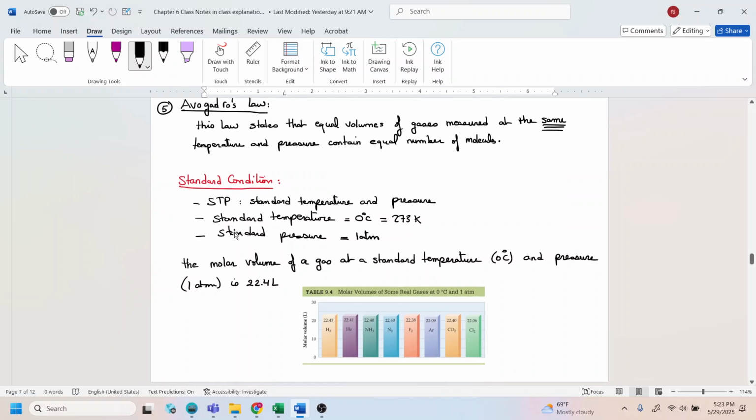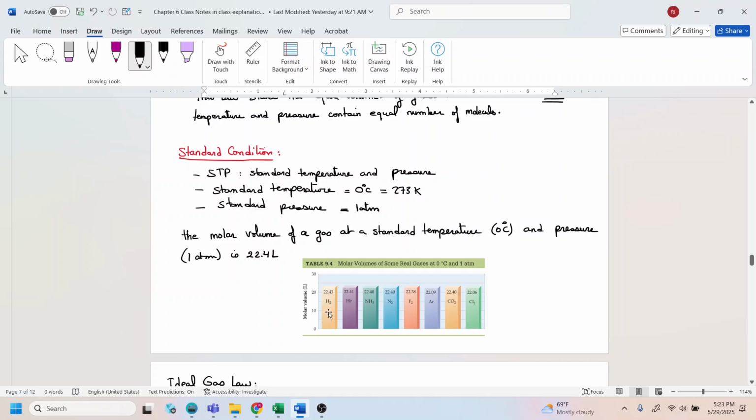So at STP, the volume of 1 mole of gas, that's why we call it the molar volume. The molar volume is the volume of 1 mole of gas that is measured at the same temperature and pressure, okay? That is going to correspond to 22.4 liters, and it should contain the same number of molecules.